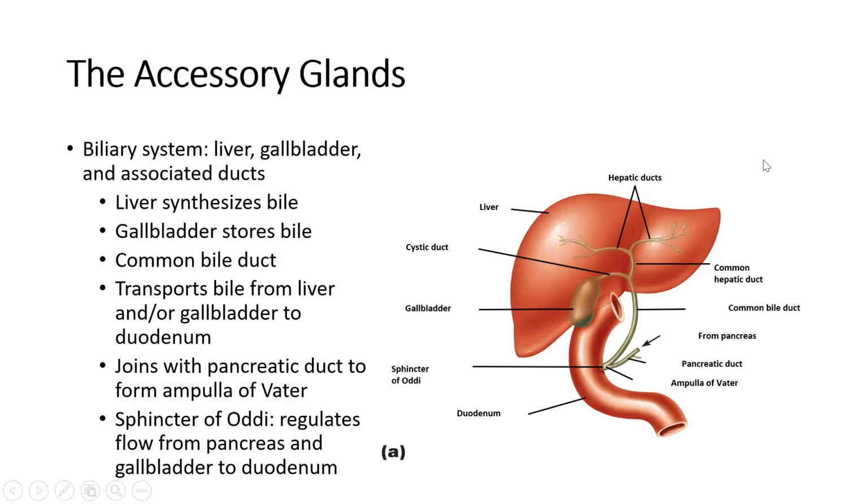Let's talk about the biliary system. So the biliary system or the biliary tree is comprised of the liver, the gallbladder where bile is stored, and then the associated ducts that transport that bile into the duodenum. So the liver makes bile, as we know. The gallbladder stores that bile until the time of release. And then the common bile duct is the duct that transports that stored bile into the duodenum.